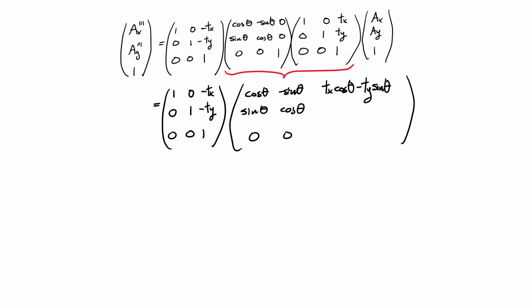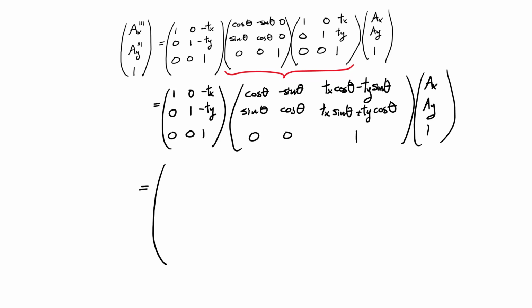Okay, not too bad. The second one now becomes Tx sine of theta plus Ty cosine of theta. Not too bad. And the last one, simply 1. And then I still have my original coordinate vector here. All right, so the last step now, we multiply these last two matrices.